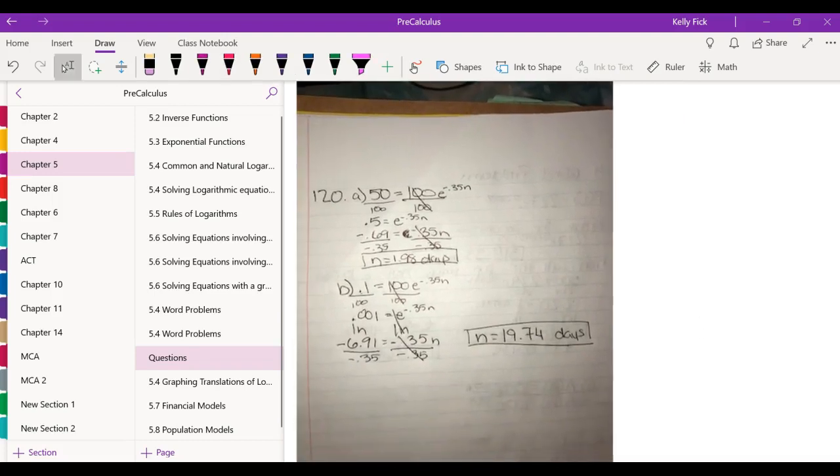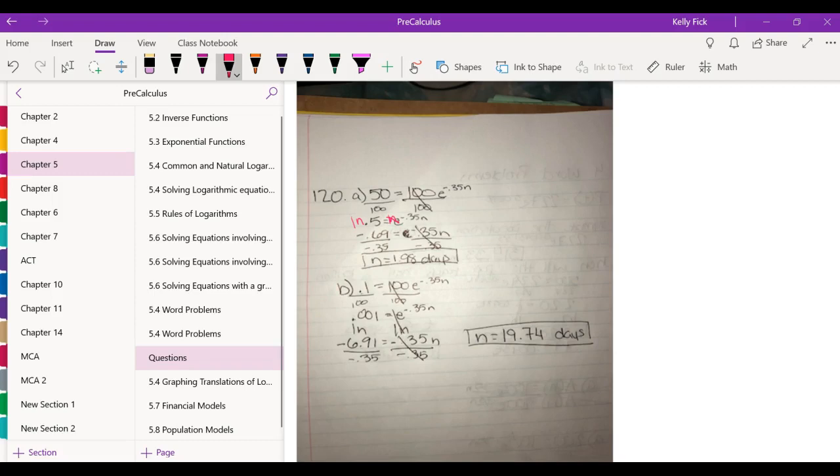Okay, for 120 here, A is correct. What this talks about is, I think it's 50%. What would happen if 50% is left? So you plug in 50 and you plug in 100 because these are out of percents. You divide by 100, you get 0.5 equals e to the negative 0.35n. You would natural log each side to get rid of your e, which gets you negative 0.69 equals negative 0.35n, and then you divide by negative 0.35 to get n is 1.98 days.